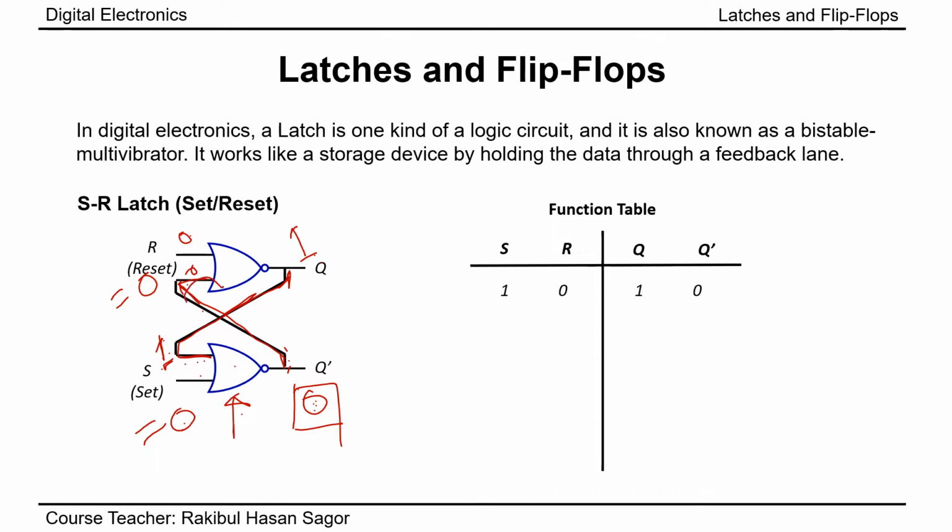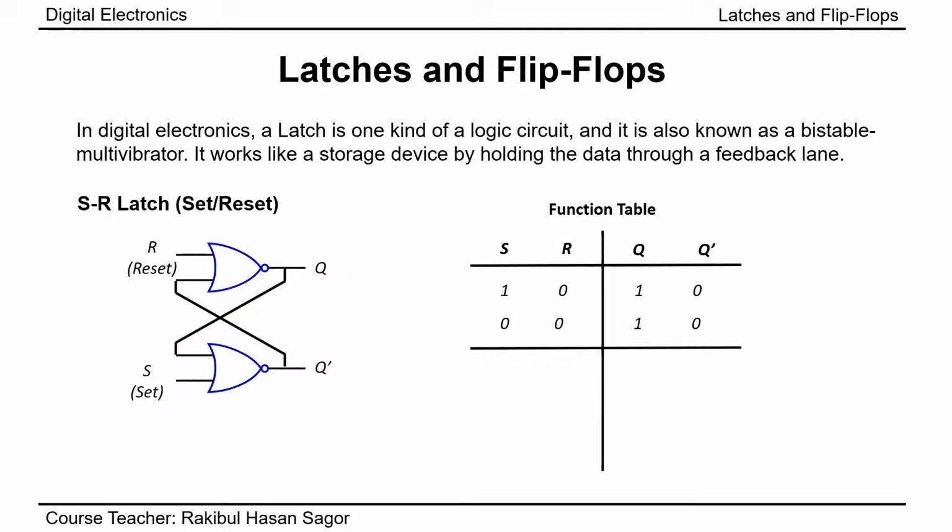This 0 will appear here, and r equal to 0, so this 0 0 will give me the value of q equal to 1. So in this case as well, for s equal to 0 and r equal to 0 input, we can see the output q equal to 1 and q prime equal to 0, and this is the stable output. This is also stable output. So we can say for s equal to 0, r equal to 0, the output q equal to 1 and q prime equal to 0.